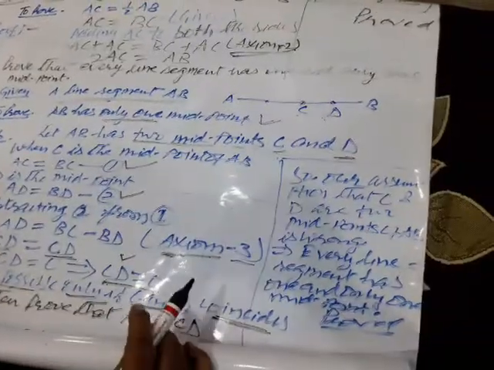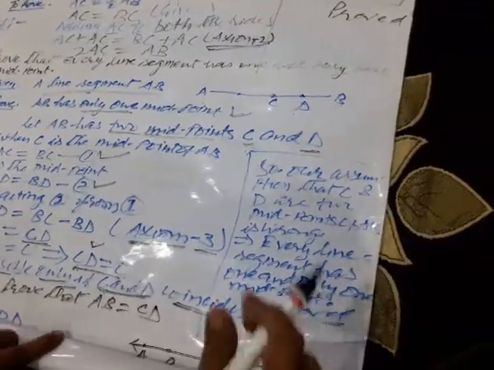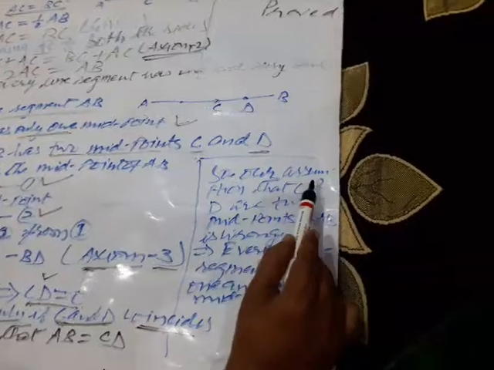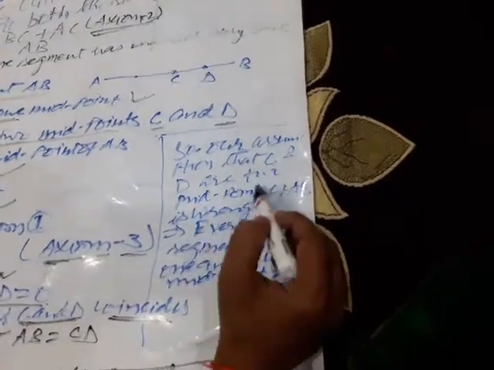So children, this is possible only if C and D coincide. So our assumption that C and D are two midpoints.